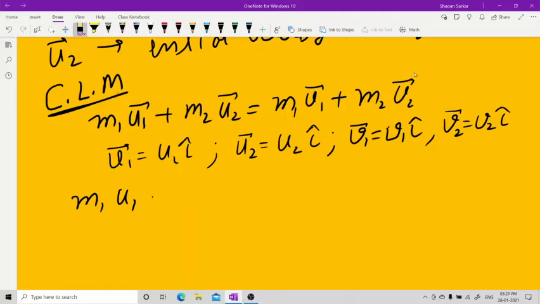So now all the i caps will be removed and I'll get m1 u1 plus m2 u2 is equal to m1 v1 plus m2 v2. It is not compulsory to take all the i caps as plus. It can be opposite also, then we will take minus.